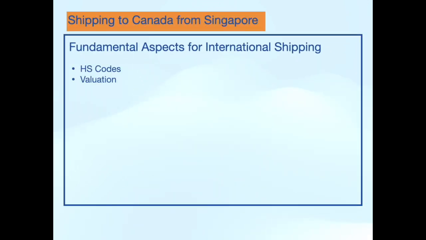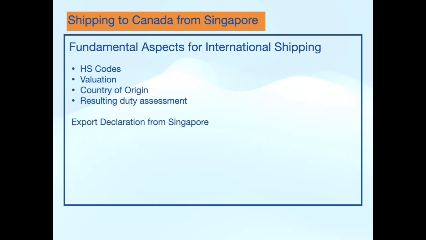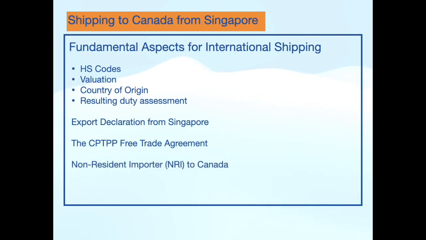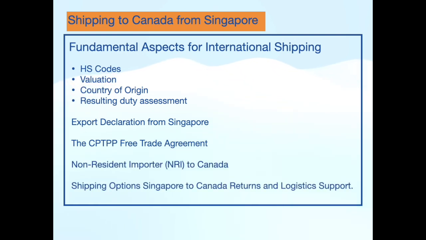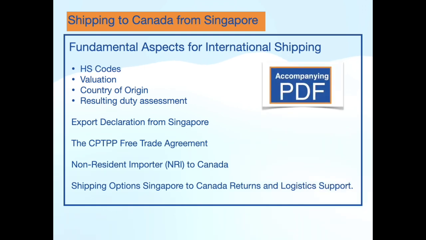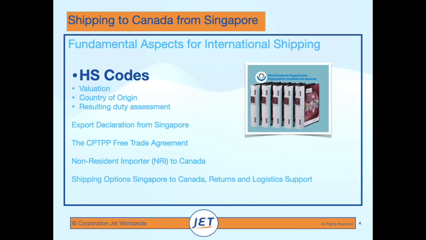To assist with navigating this video, each subject is presented section by section, from the data necessary for customs declarations, free trade, and non-resident imports, to finding the best shipping modes and parcel carrier options. An accompanying PDF with additional information and reference links is available on our website or in the description below. Let's get started. First up, HS codes.